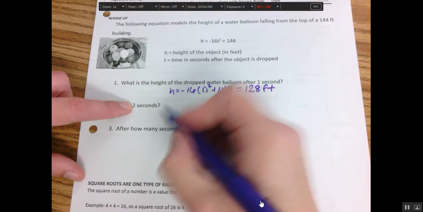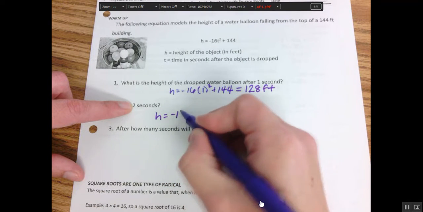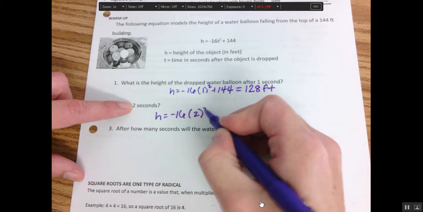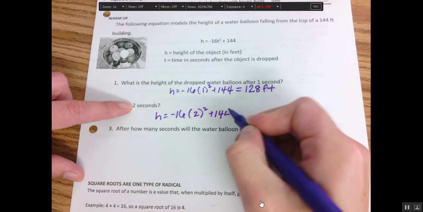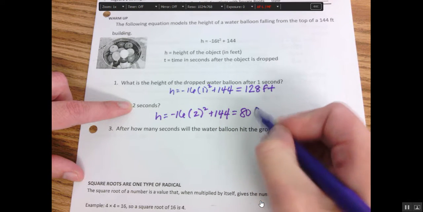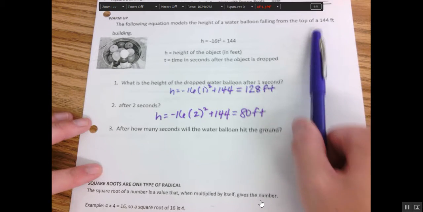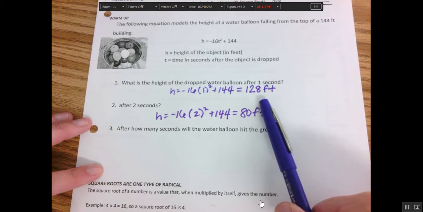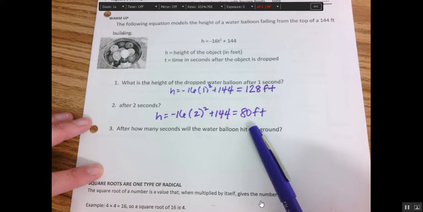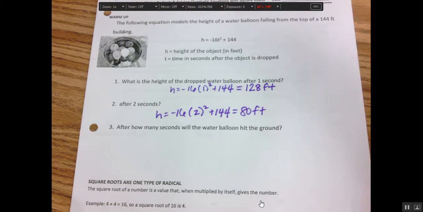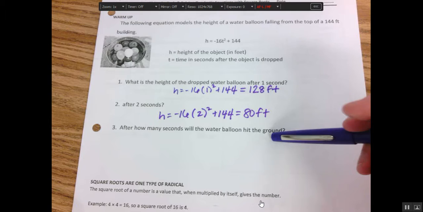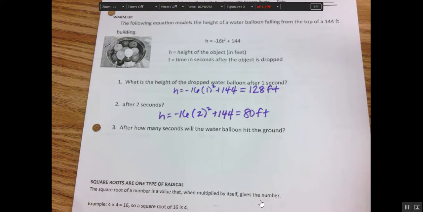And then after 2 seconds, you did the same thing. What did this one give you? Yeah. So you notice that it started at 144 feet, and it only fell to 128 after 1 second, but then after another second, it was all the way down at 80. So it's not going down the same amount each time, and that's how you know it's not linear. It's going down more each time, and that's what happens with gravity. Gravity makes it come down more each time.